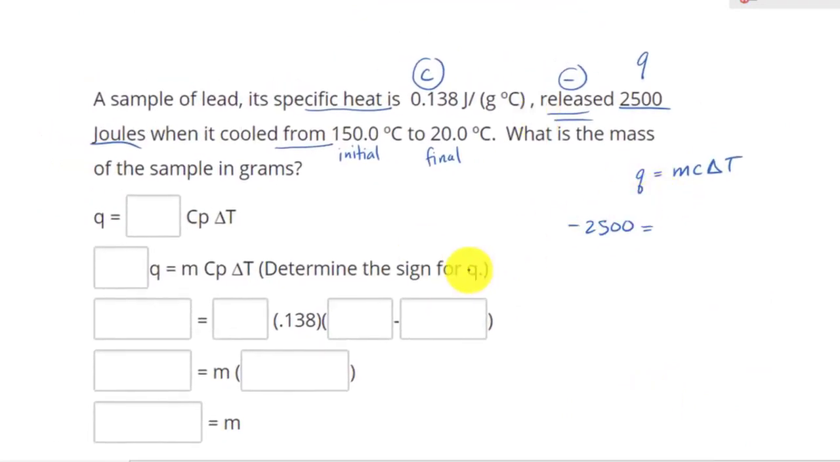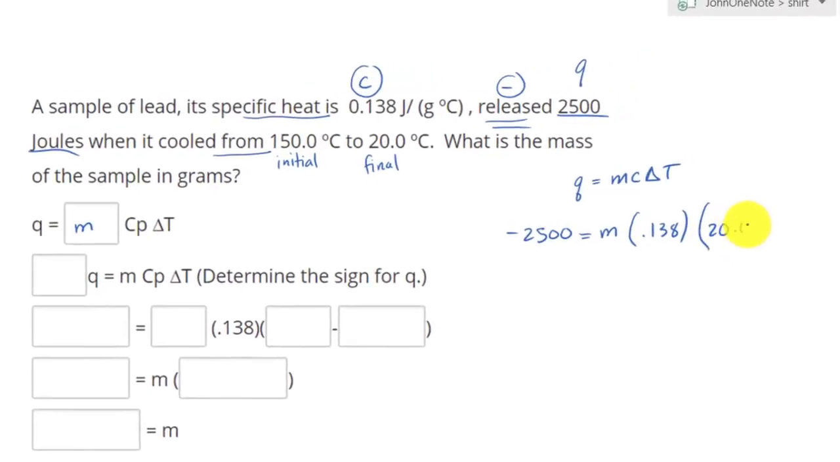And your M is what? Well, in this case, your M is your mass, and we are looking for M. That's why we put in M right there. What about your specific heat capacity, which is C? In this case, it is 0.138. And lastly, our delta T. Again, final minus initial, so it's 20.0 minus 150.0. Now, all we have to do is simplify this.